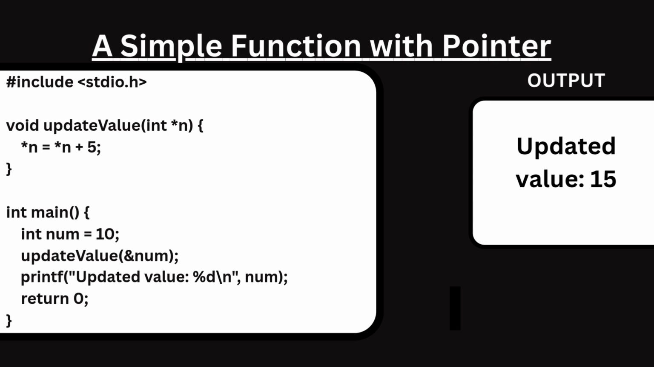And the last step, which is the output, uses the printf function, which basically prints the new value of num, which is now 15. So this program shows the power of passing by reference using pointers in C. You can directly change the original variable value from inside the function, something you can't do if you just pass the value normally.